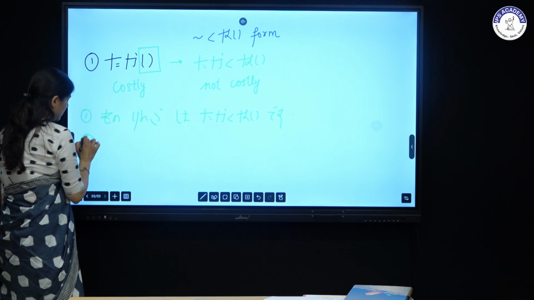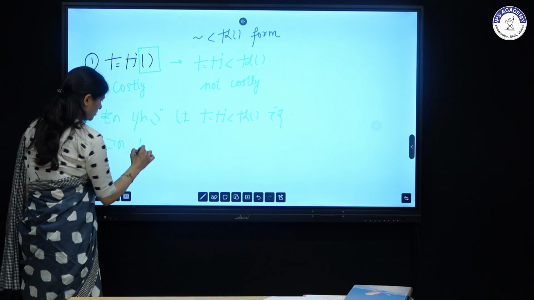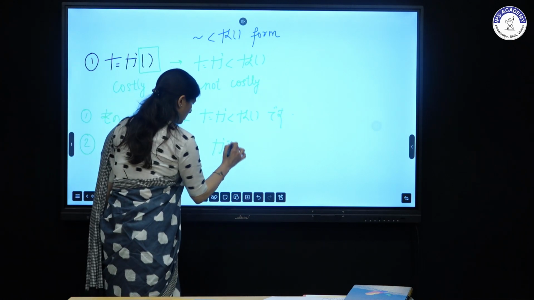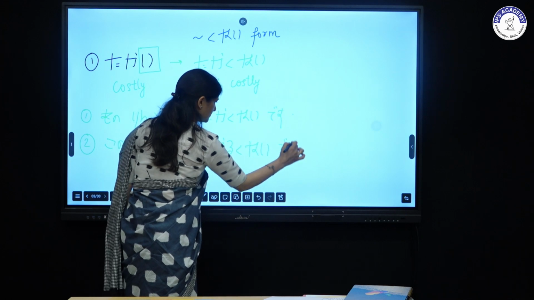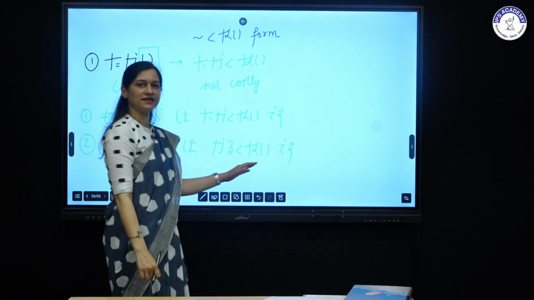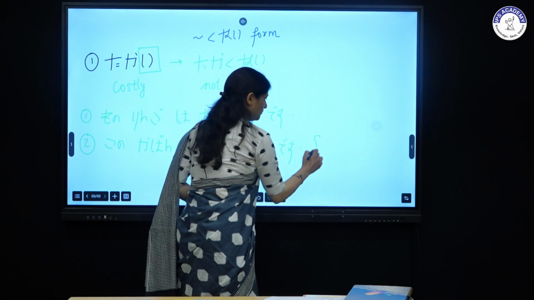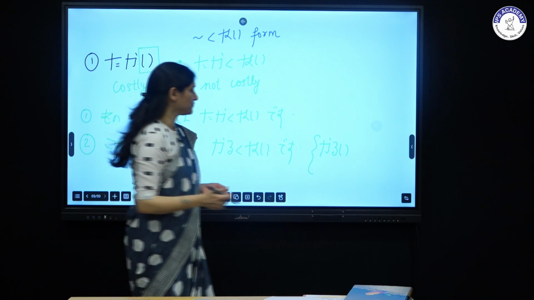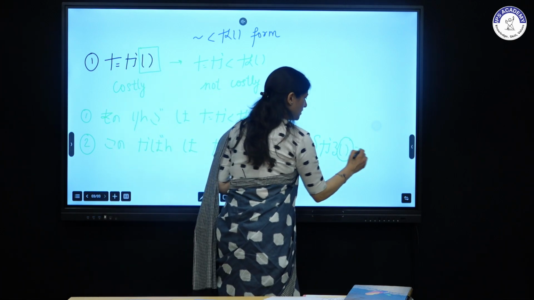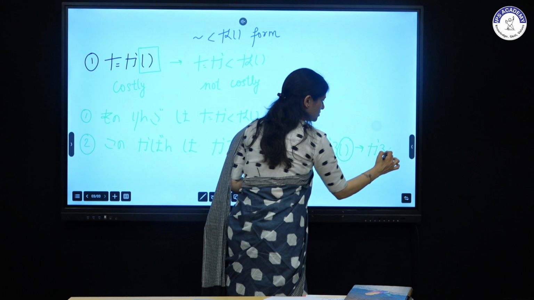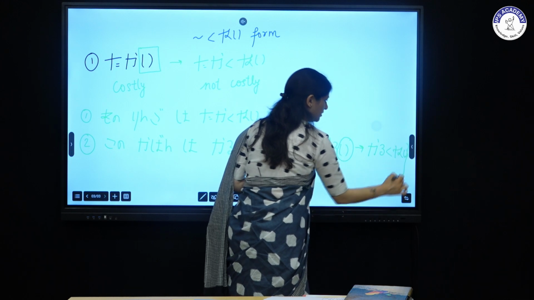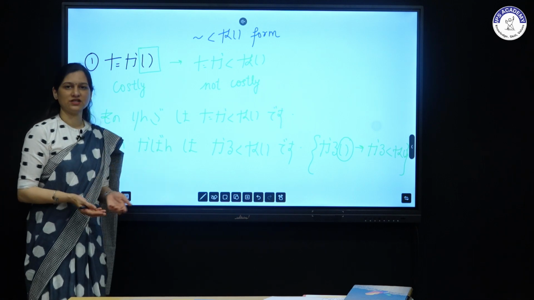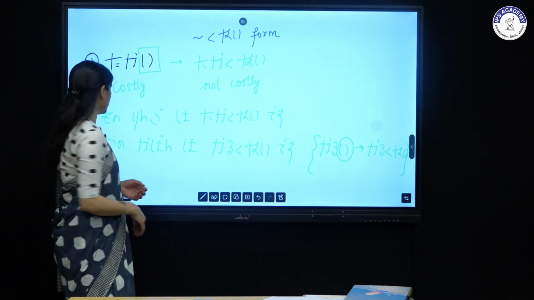One more example we'll take. Kono kaban wa karukunai desu. Kono kaban wa karukunai desu. So karui is the adjective used. Karui means light, the one which is light in weight. So replace the e of this karui with kunai. So it becomes karukunai, not light. That means the bag is not light in weight. It's heavy, probably. Isn't it?